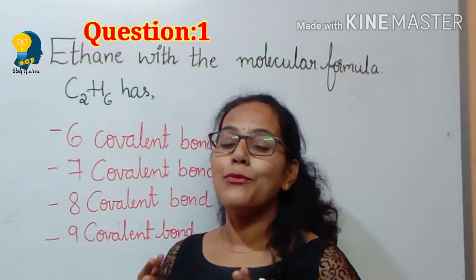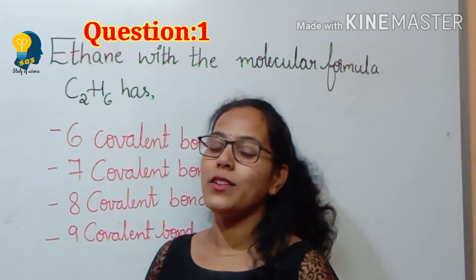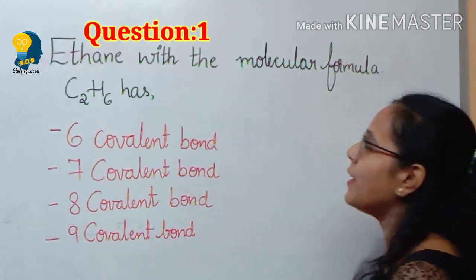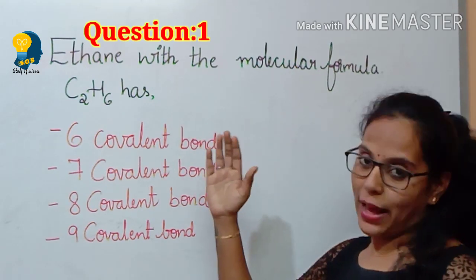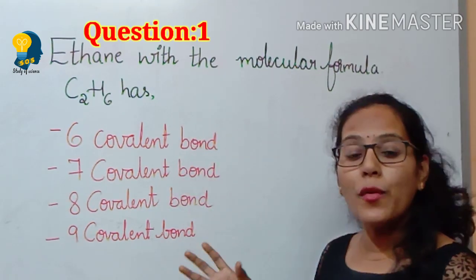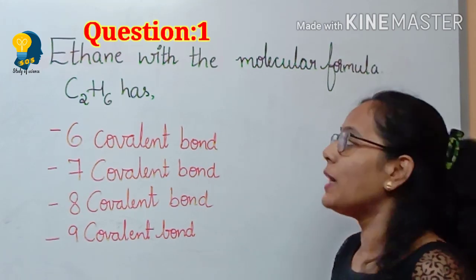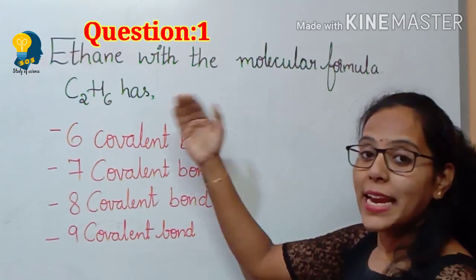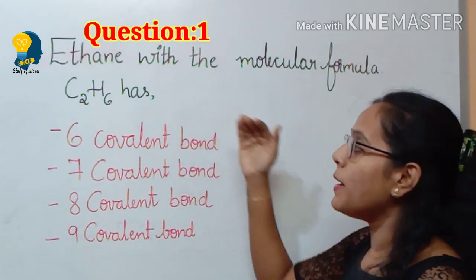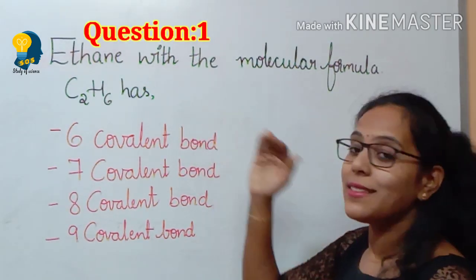Going to find some answers for a few questions. So here is our first question then. Ethane with the molecular formula C2H6 has how many covalent bonds in it? I repeat the question. Ethane with the molecular formula C2H6. How many covalent bonds are found in this ethane?